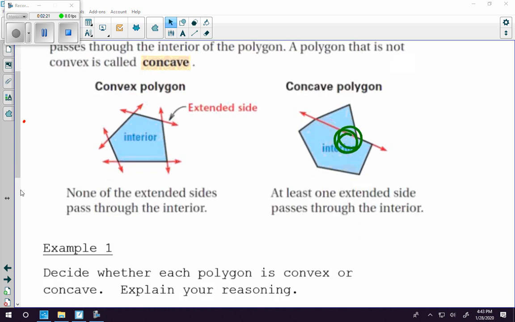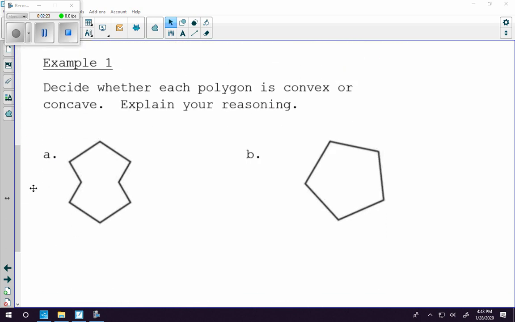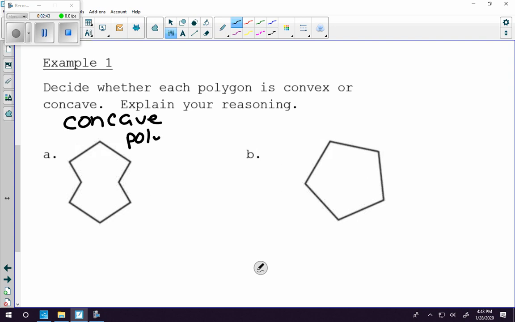We scroll down, take a look at example 1. It says decide whether each polygon is convex or concave. Explain your reasoning. If you look at part A, I noticed that 2 of the vertices have been punched in. Therefore, letter A is definitely a concave polygon. Why? Because 1 or more vertices have been punched in. Letter B is definitely a convex polygon because no vertices have been punched in.